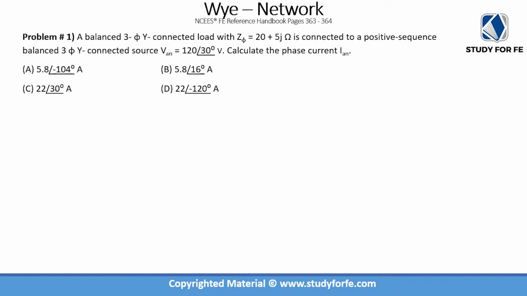Here's a practice problem for you. We have a balanced three-phase Y-connected load with a phase impedance of this, and it is connected to a positive sequence balanced three-phase Y-connected source with line-to-neutral voltage of 120 volts with a 30-degree phase. So we are being asked to calculate the phase current.